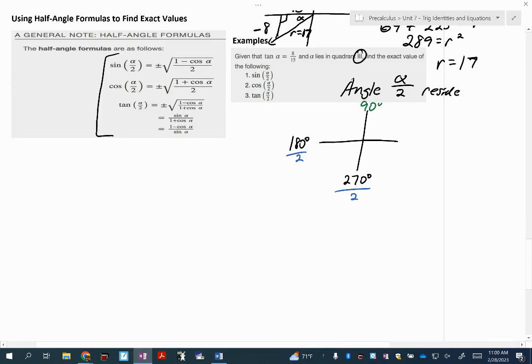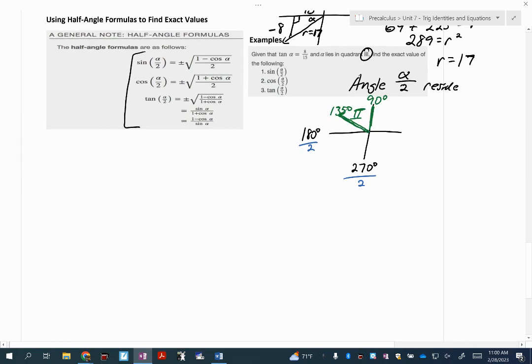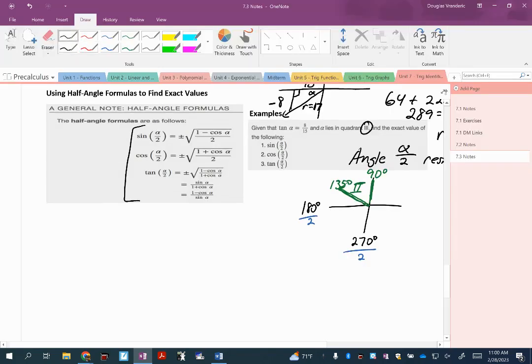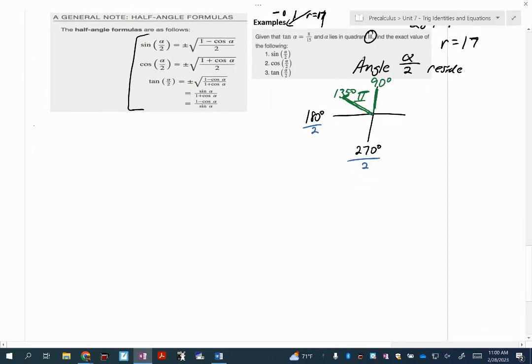So we have 90, right? 180 divided by 2 is 90. 270 divided by 2 is 135, which is right here. So really it's this kind of area, right? These angles between 135 and 90, which you should notice is in quadrant 2, right? So we'll use that information to help us answer these three questions. So number 1 says the sine of half of alpha, or alpha over 2.